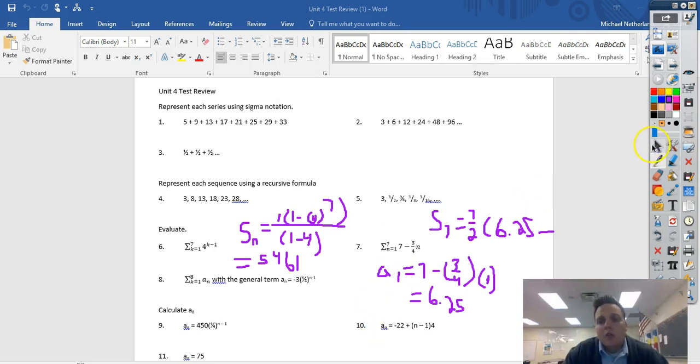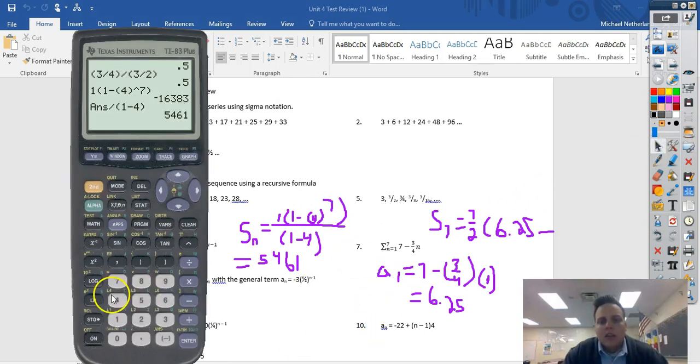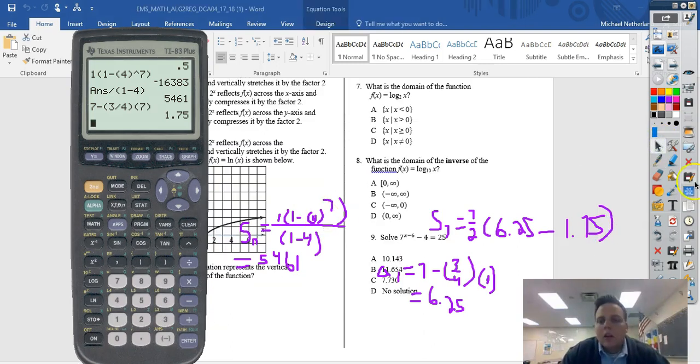So I'm going to let the calculator do the thinking for me on this one. But to get the 7th term, I would just say 7 minus 3/4 times 7, because I plugged in a 7 for n, and I get 1.75. Okay. And now I'm just going to let the calculator do the thinking for me here too. So let's see. Oh, before I plug in the calculator, I made a small error. That should be a plus sign. My apologies for putting it differently.